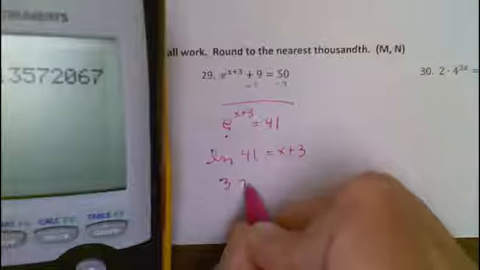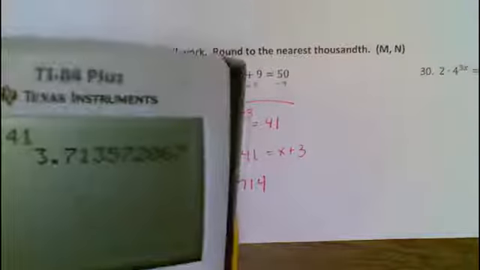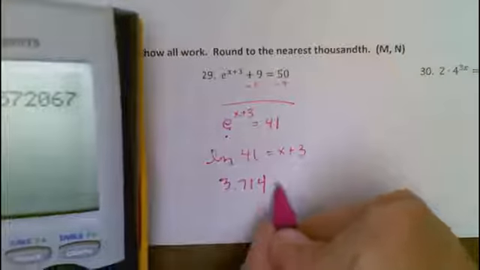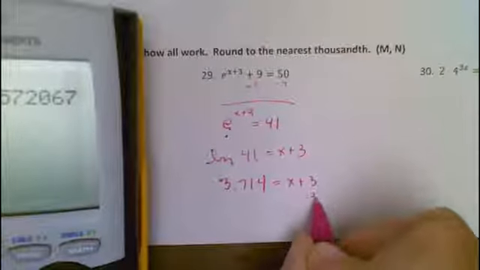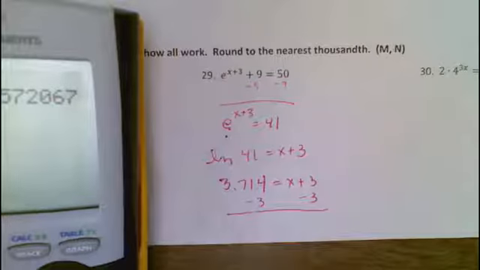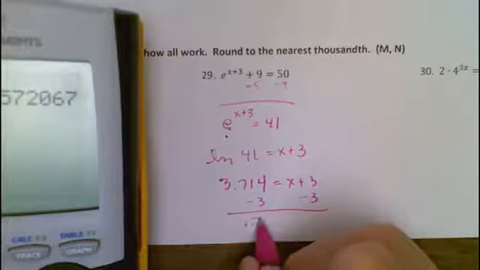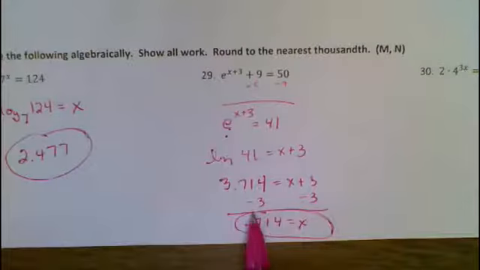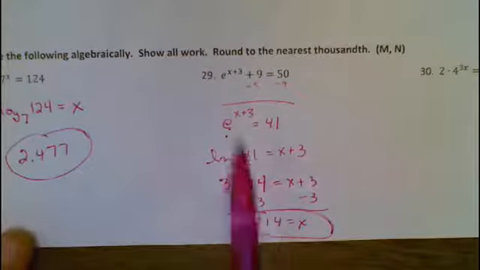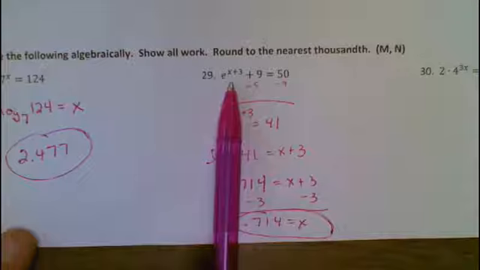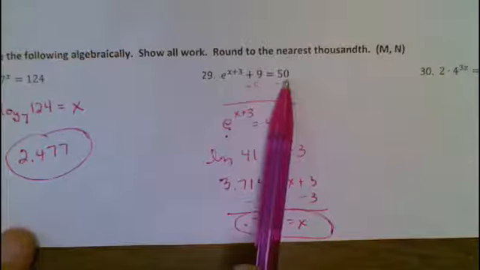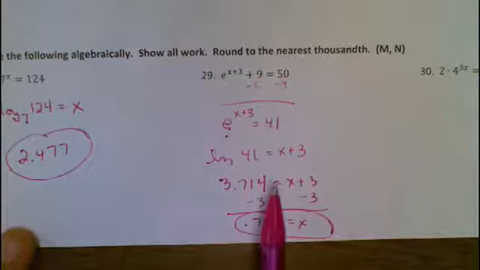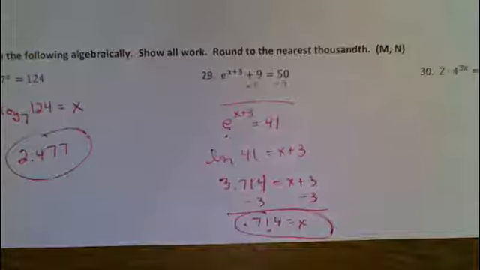So if we want to write that down first, we can. 3.714 to the nearest thousandth equals x plus 3. And now I need to subtract 3 to solve for x. So 0.714 I can do without my calculator. If I take 3.714, subtract 3, I get 0.714. You can always check your answers by plugging that back in. E to the 3.714 plus 9 should be something close to 50. Now we rounded this, so it's not going to be exact.